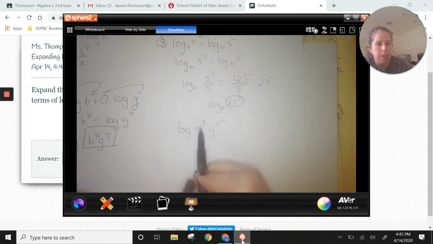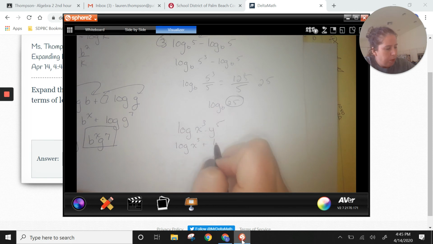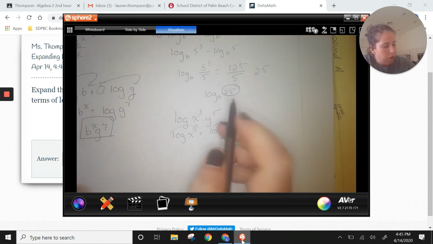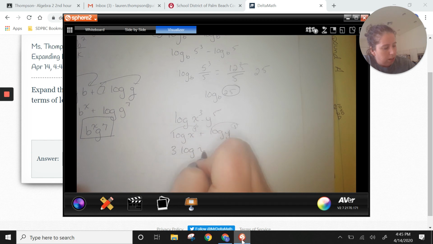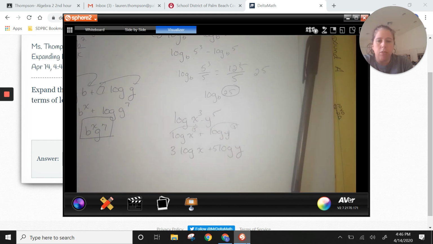Okay, so we're going to expand this, right? We just got done with this. There's a multiply, so it means plus. So we got log x to the 3rd plus log y to the 5th. Now you'll notice these don't have bases on them, so lucky you. All right, then drop your exponents forward, right? So 3 log x plus 5 log y.